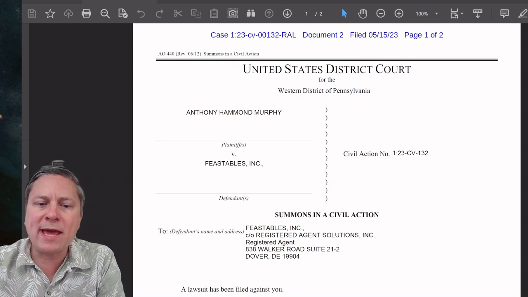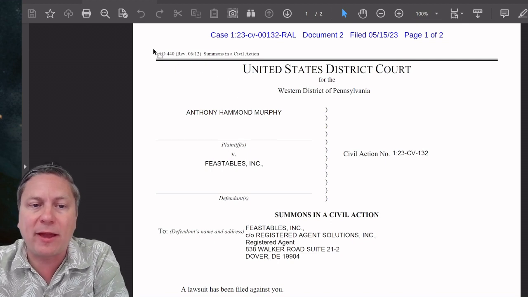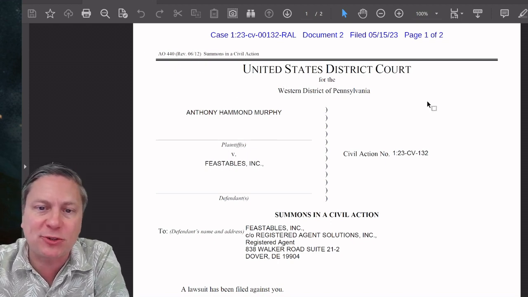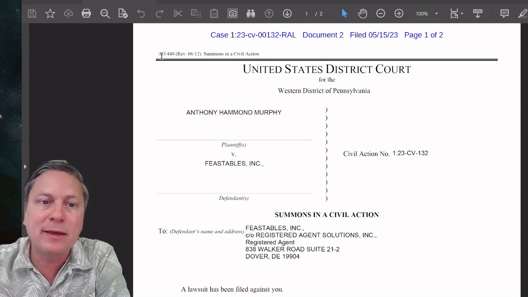Okay, what you're looking at now is a summons from federal court. You can see at the top which court issued it. Actually, if we look here first, this is from the Western District of Pennsylvania, which is a federal court on the western side of Pennsylvania. And you can see that this is a little form number.